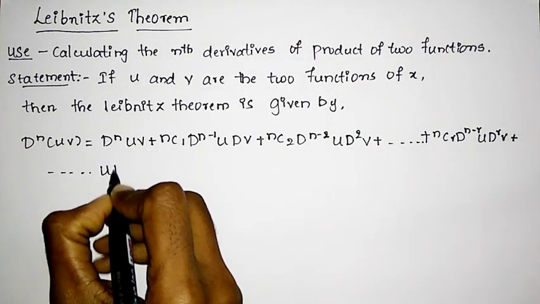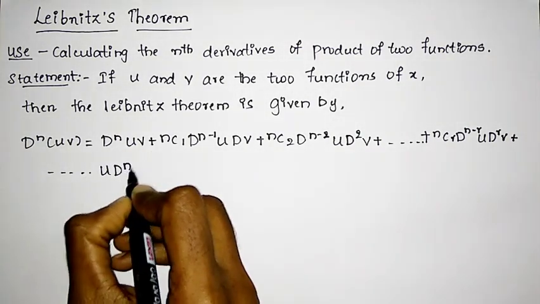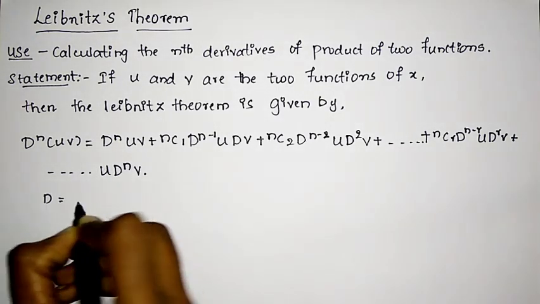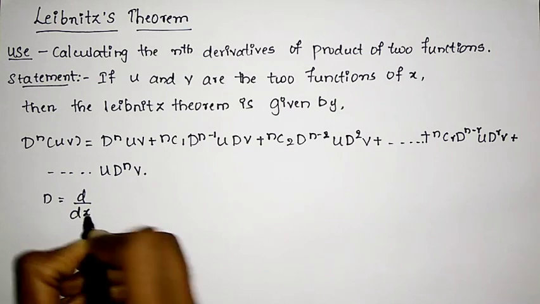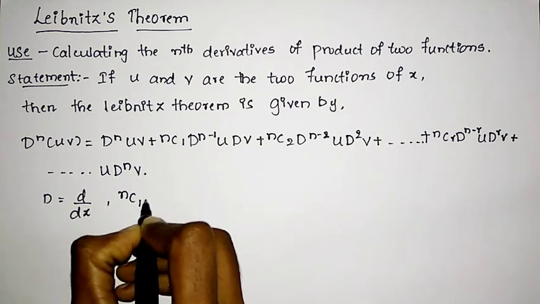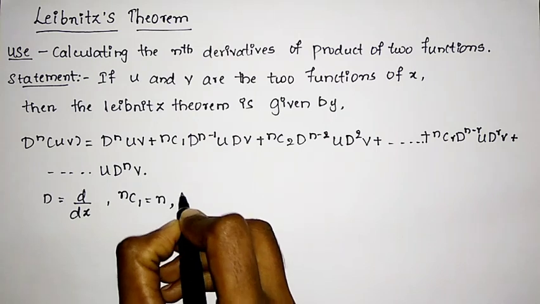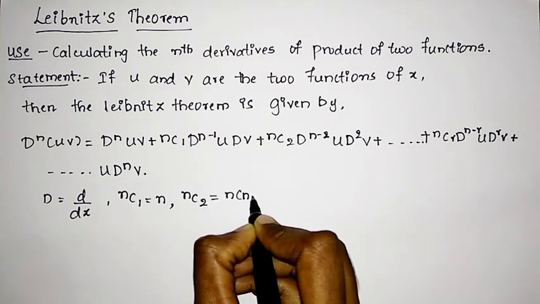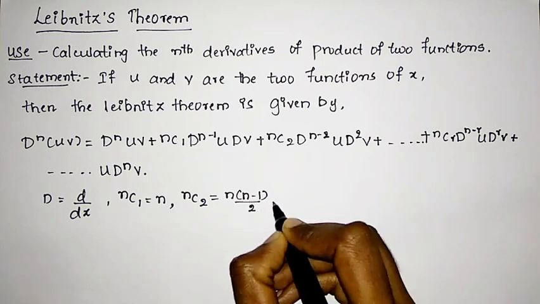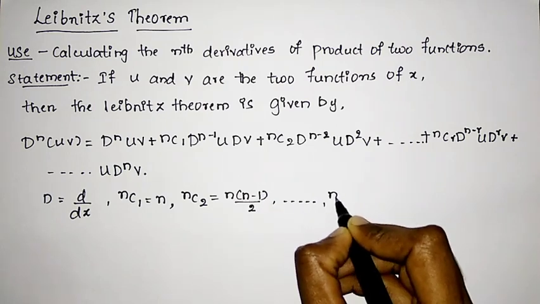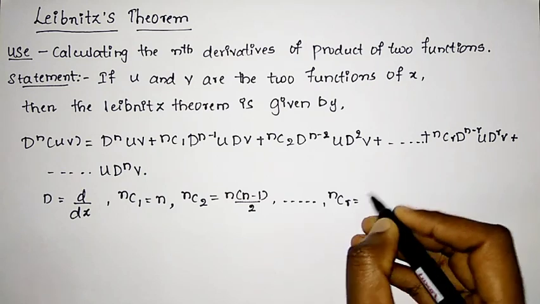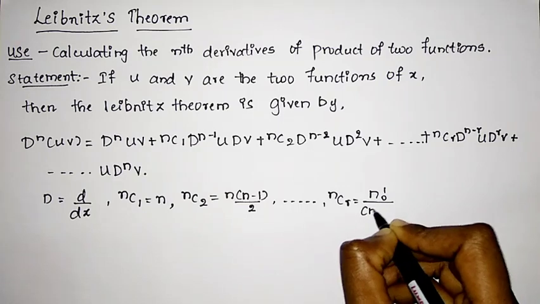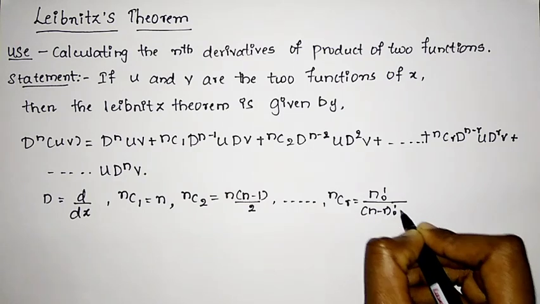That is u into d raised to n of v, that is nothing but up to nth derivatives we need to find. Here d is nothing but d by dx, nc1 is nothing but n, similarly nc2 is a combination which is written as n into n minus 1 divided by 2, and similarly the formula for the combination ncr is nothing but n factorial divided by n minus r factorial into r factorial.